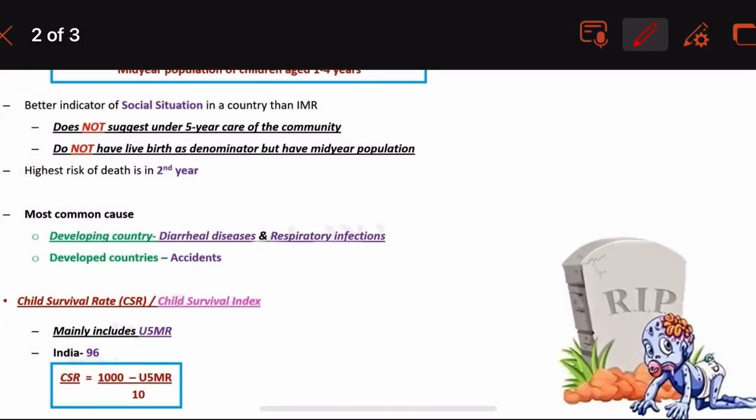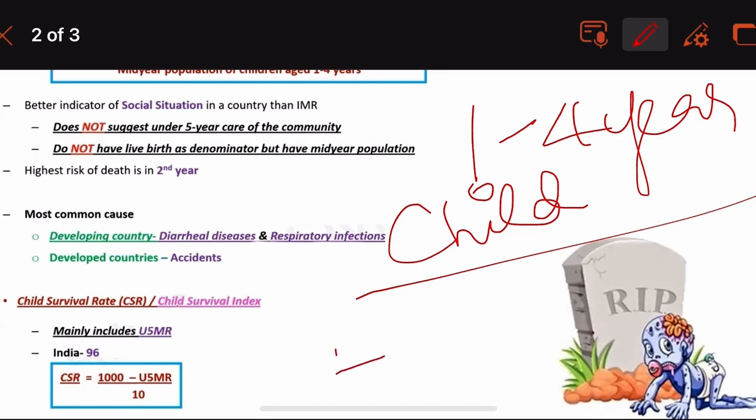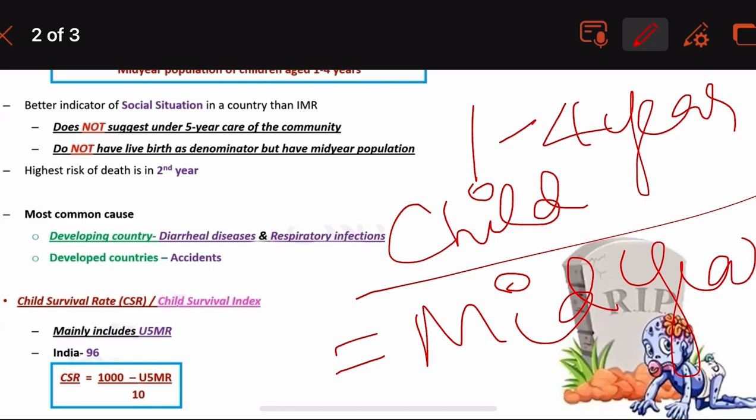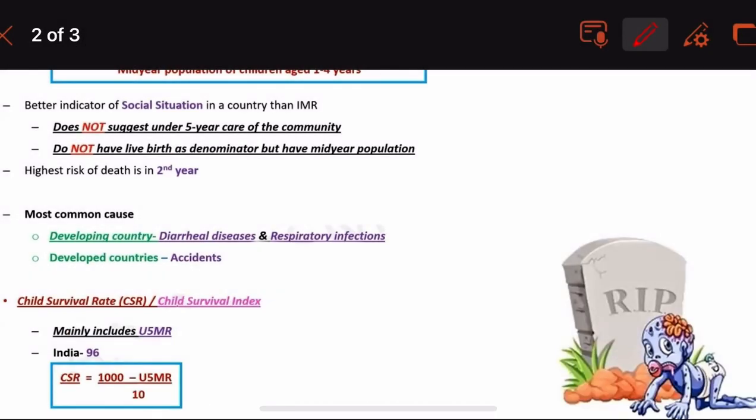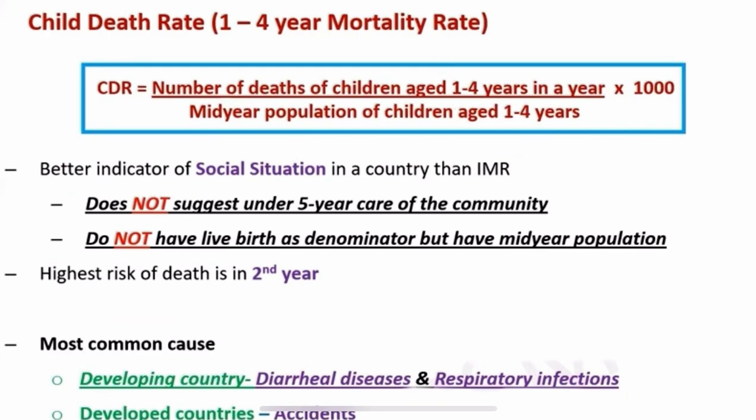The only difference is that when they ask 1 to 4 year or the child death rate, you have to write in the denominator the mid-year population. You have to consider the mid-year population of the children aged 1 to 4 years in that year. Then multiplied by 1000.